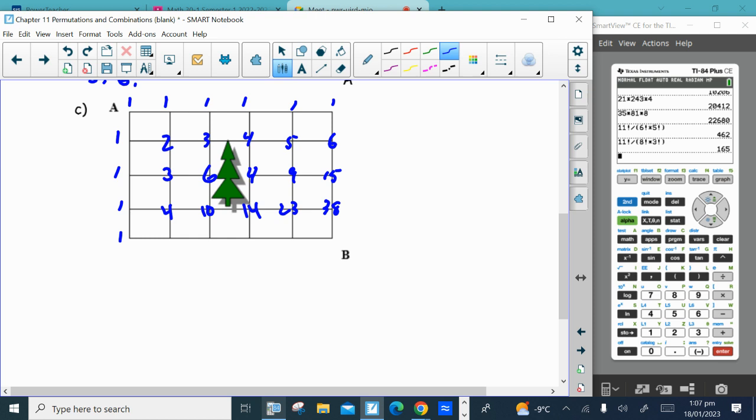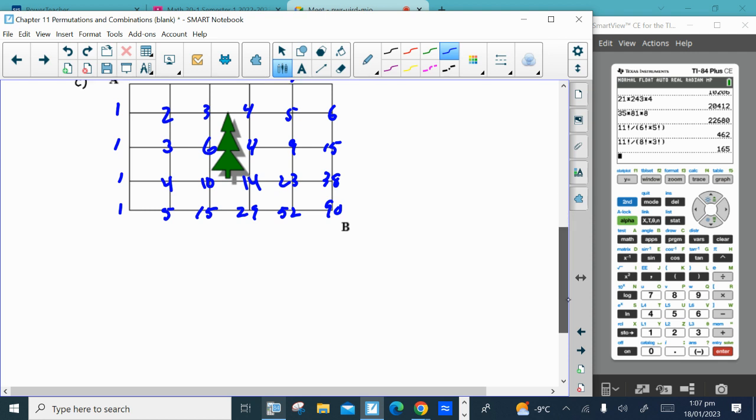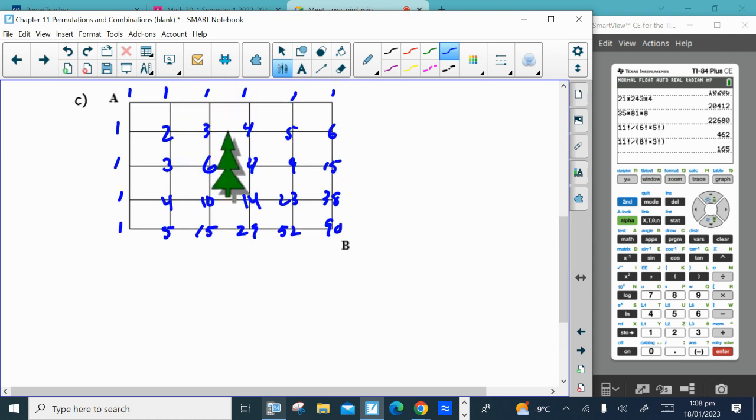And then the bottom row is just like normal. 1 and 5, 5 and 10, 15 and 14. That'll be 52. 38 and 52 is 90. And there's your answer. 90 different routes could be chosen to get from A to B, going around the tree. Okay?